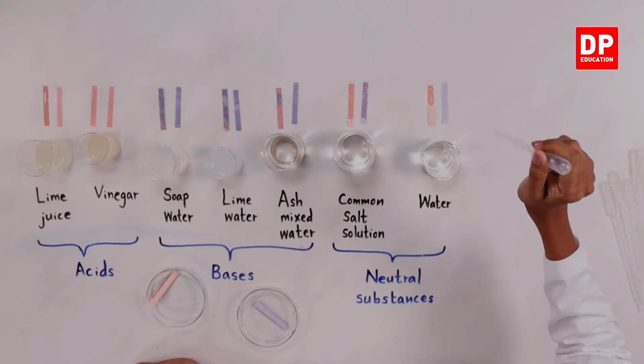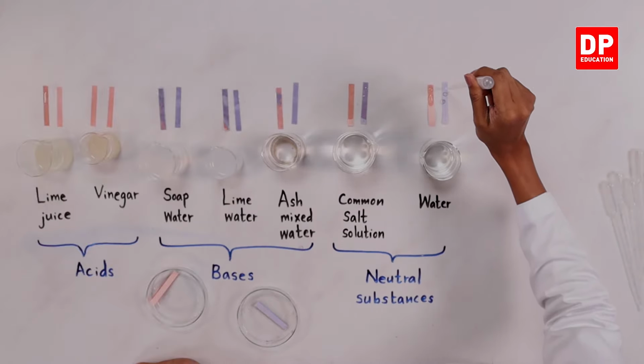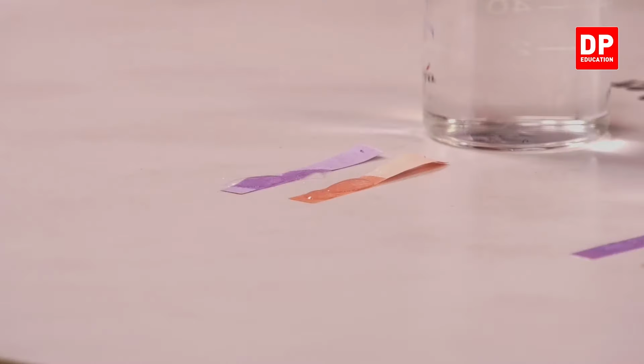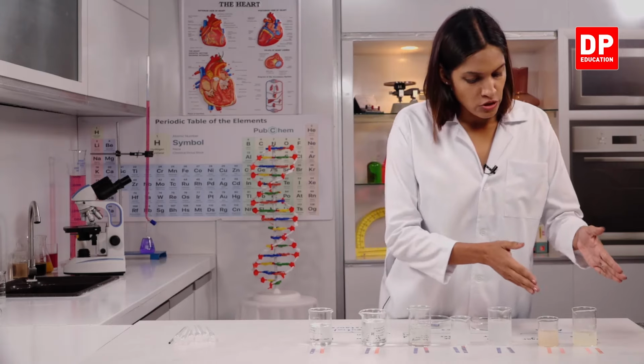Water on red litmus and on blue litmus. What happens, children? Is there any color change? Again, there is no color change. You all can see red litmus is still red in color, blue litmus is still blue in color. Understand, children? So, if you go from the beginning, now you can look at the lime juice and vinegar.